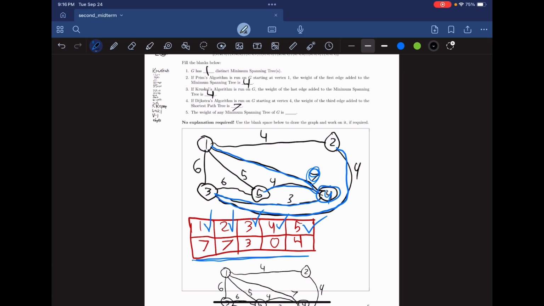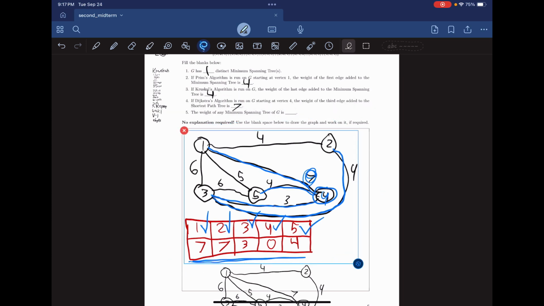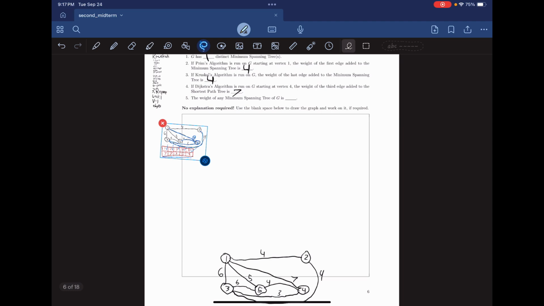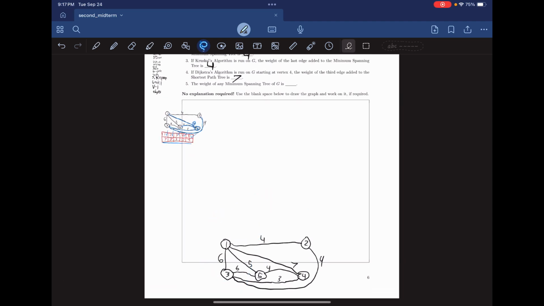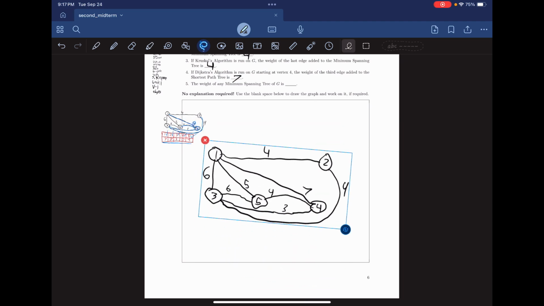The weight of any minimum spanning tree of G is blank. Now, we made our minimum spanning tree before, and if you scroll back in the video, you can probably find exactly what the minimum spanning tree was. So I'm going to try to remind myself what the minimum spanning tree was that we found. Remember, this is the tree that we found when we ran Prim's algorithm and Kruskal's algorithm. The tree that we got, I believe, we'll draw it out as we go.